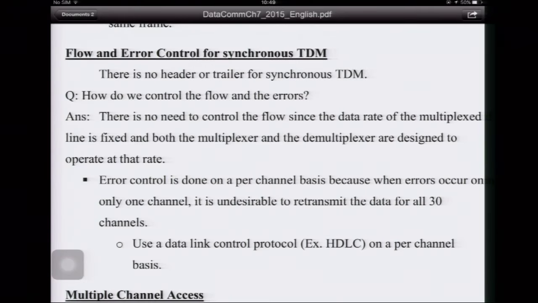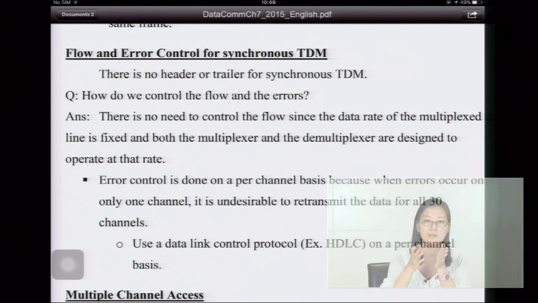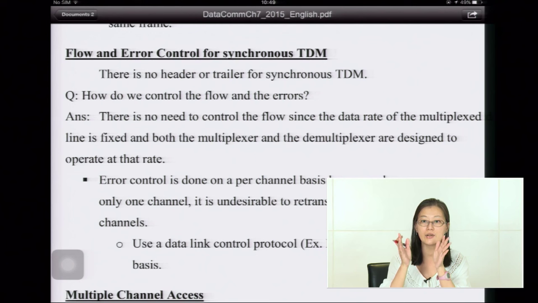Now, for flow and error control for synchronous TDM, okay? There is no header or trailer for synchronous TDM, right? So how do we control the flow and the errors? Because if you remember, we sent just the data itself, and we just know that it's the data for user A because it's at this time. It's the data for user B because it's at this time that you already assigned. So how do you control the flow and do the error control, okay?